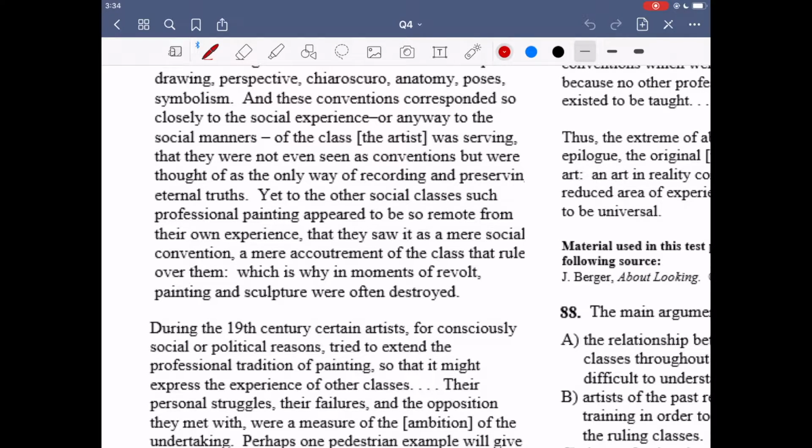And these conventions corresponded so closely to the social experience, or anyway to the social manners, of the class the artist was serving, that they were not even seen as conventions, but were thought of as only the way of recording and preserving eternal truths. Yet to the other social classes, such professional painting appeared to be so remote from their own experience that they saw it as a mere social convention, a mere accoutrement of the class that ruled over them, which is why in moments of revolt, painting and sculpture were often destroyed.